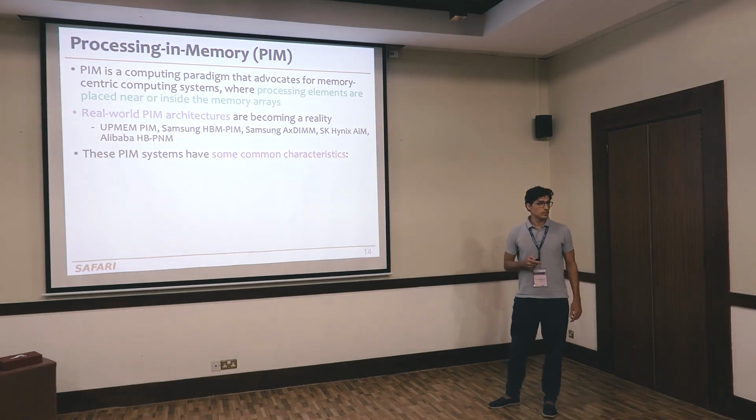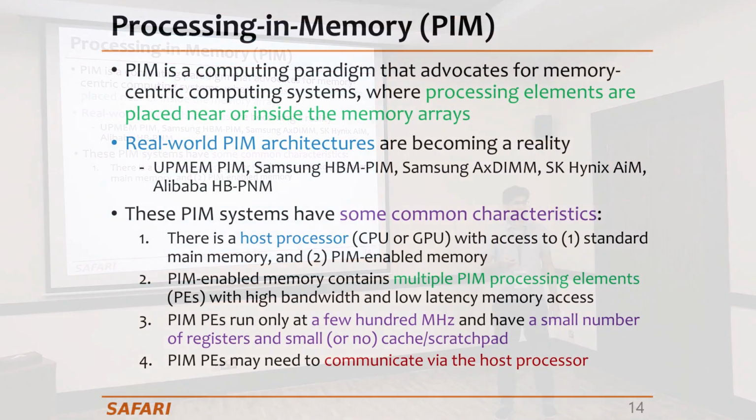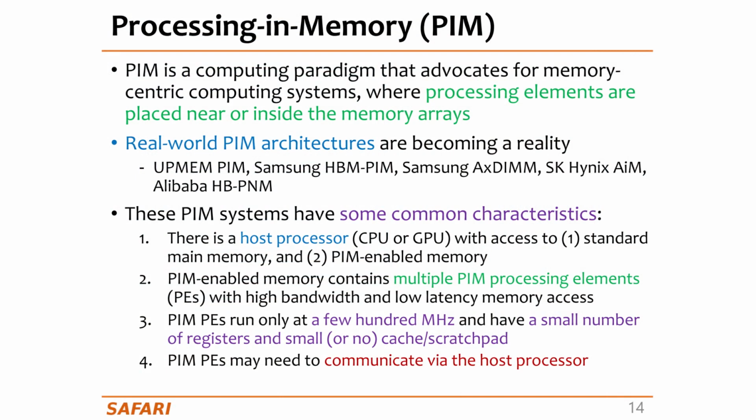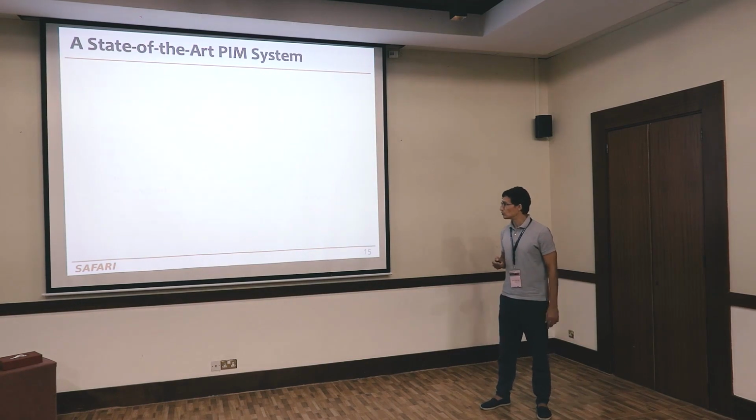And one thing that we notice is that all these PIM systems have some common characteristics. First of all, there is a host processor, either a CPU or a GPU, that has access to a standard main memory and PIM-enabled memory. The PIM-enabled memory contains multiple processing elements with high bandwidth and low latency memory access. And these processing elements are relatively wimpy, running at only a few hundred megahertz, with a small number of registers, and maybe a small cache or scratchpad, or maybe they don't even have them at all. And they likely need to communicate via the host processor. There is usually no direct communication channel.